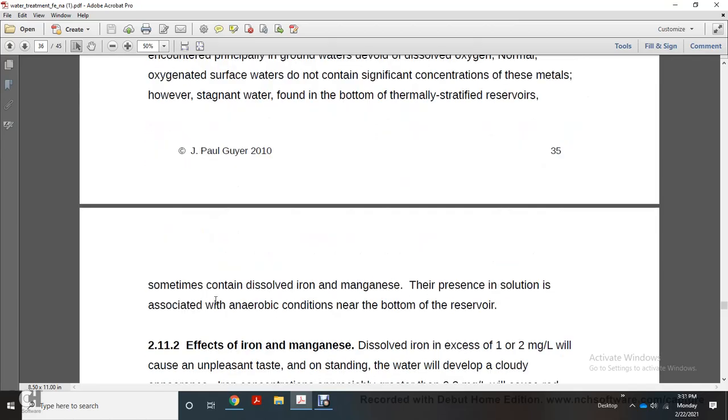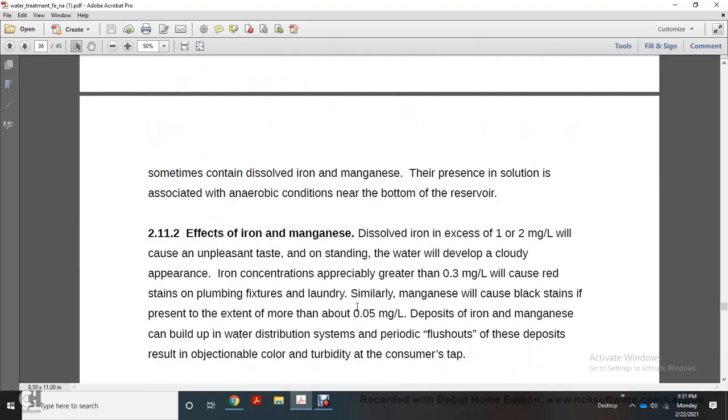The presence of the solution is associated with the anaerobic condition at the bottom of the reservoir. Effects of iron and manganese: dissolved iron in excess of 1 to 2 milligrams per liter will cause an unpleasant taste and staining, and the water to develop a cloudy appearance. Iron concentrations appreciably greater than 0.3 milligrams per liter will cause red stains in plumbing fixtures and laundry.